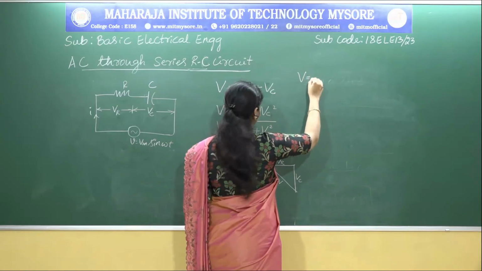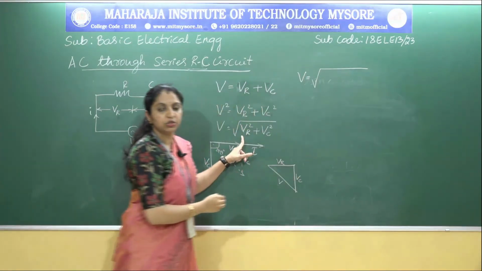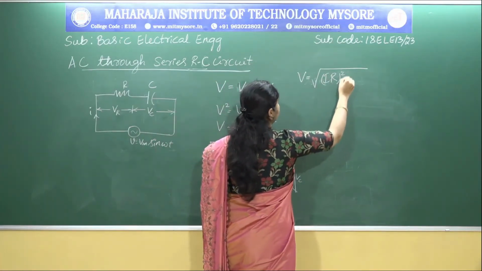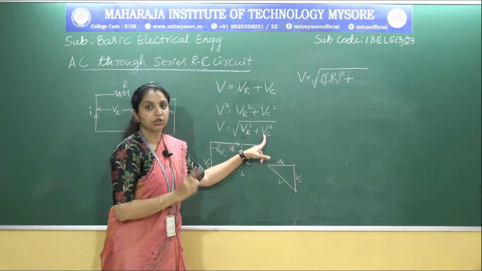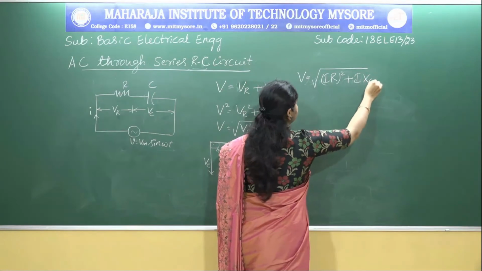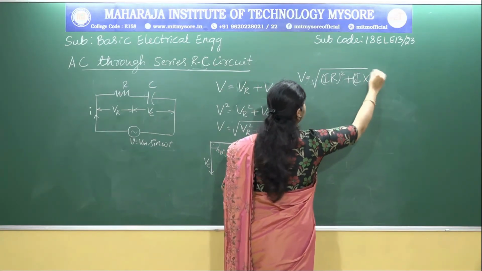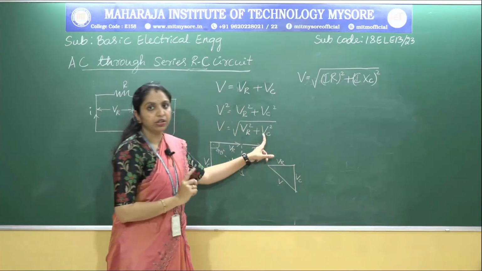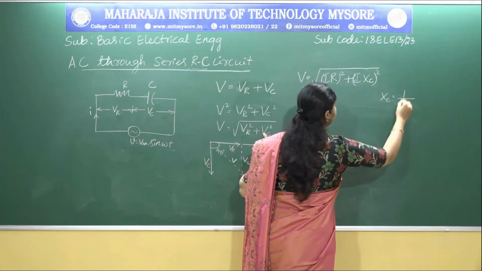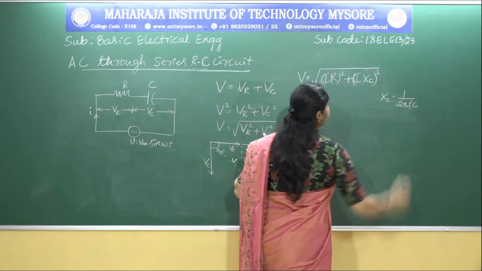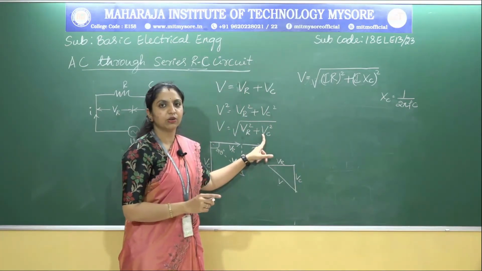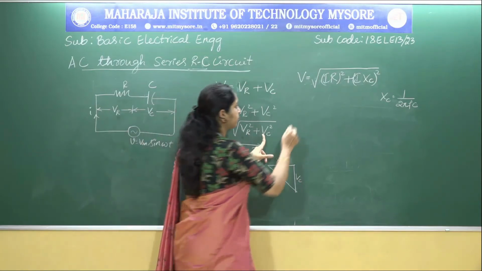In the next step we can have V is equal to the square root of, so what is VR square? It is (I into R) square, plus, and what is VC? Remember VC is nothing but I into XC, whole square. So it is not I into C, it is I into XC, where XC is equal to 1 by 2 pi f C. XL is equal to 2 pi f into L, but XC is equal to 1 by 2 pi f C.